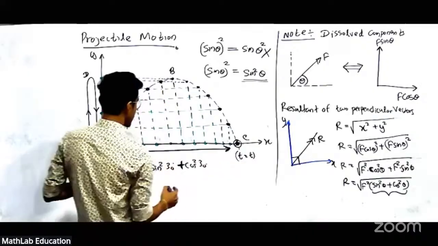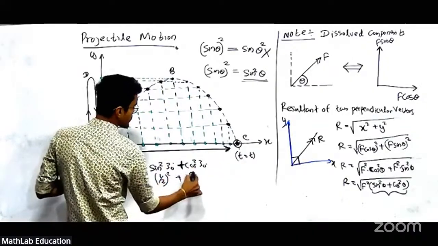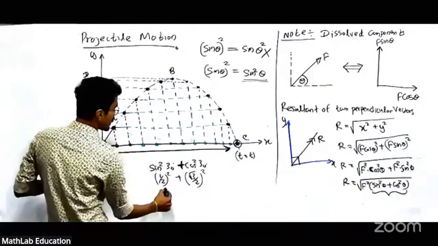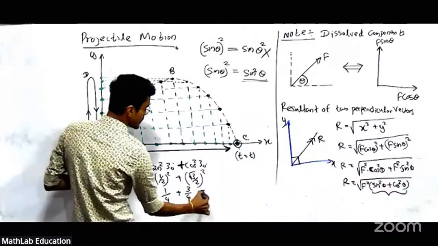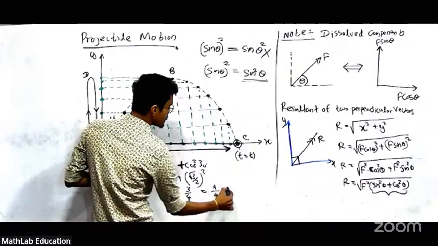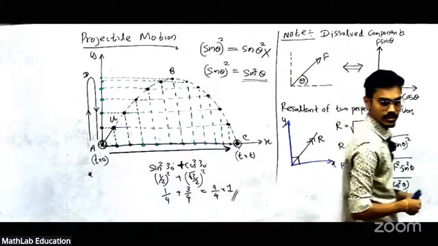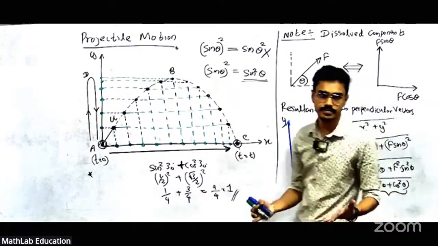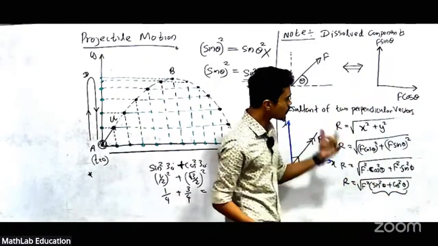Then this is half squared. And cos 30 is root 3 over 2, squared, right? Half squared is 1 over 4. Root 3 over 2 squared is 3 over 4. Now this is 4 over 4, which is 1. So likewise, for any kind of angle, this is satisfied. Therefore, always sin squared theta plus cos squared theta equals 1.